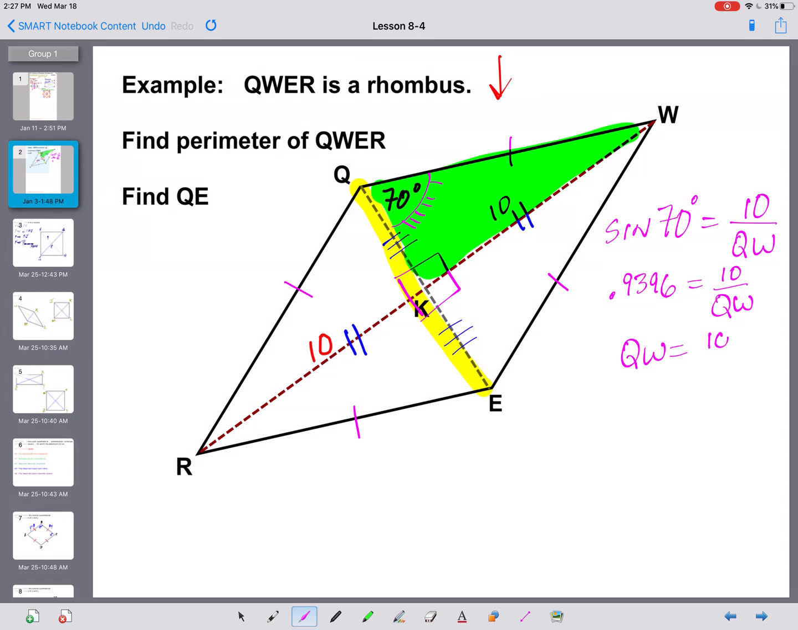QW equals 10 over 0.9396. QW equals 10 divided by 0.9396. Nice, that's 10.64. There we go.